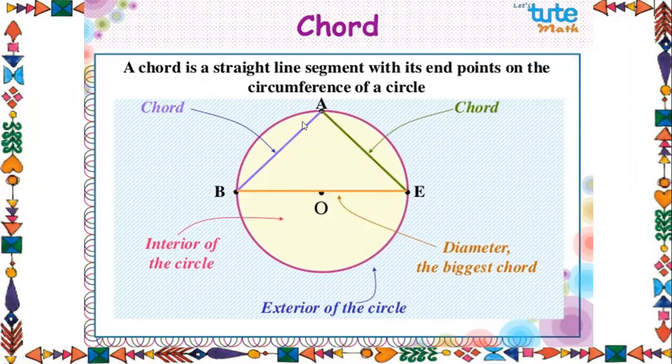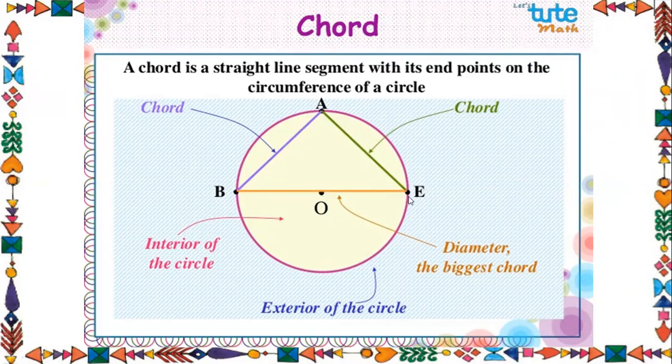Next comes chord. As I told you, it is a straight line segment with its end points on the circumference of a circle. It has the end points at the circumference of a circle. So this is a straight line. This is one chord, purple one. This is the second chord, the green color.